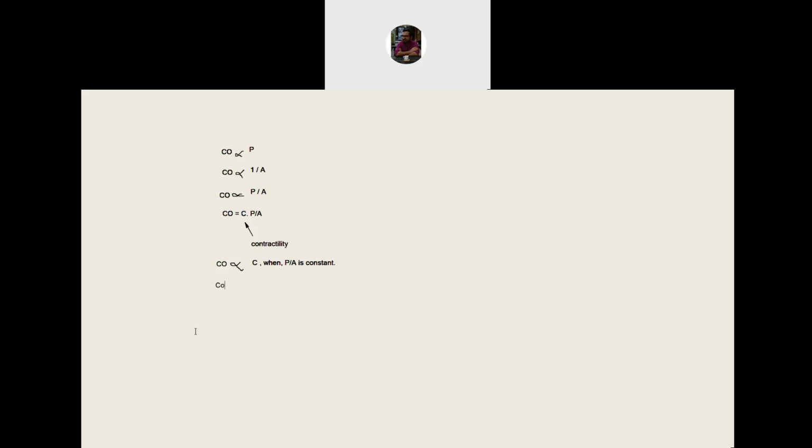So now based on this we can define contractility. Contractility is the intrinsic property of a heart or myocardium that determines the force of contraction or cardiac output when preload and afterload are constant, which means irrespective of preload and afterload.